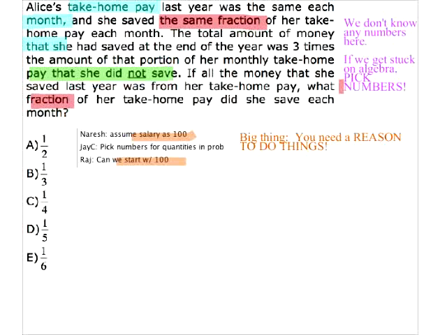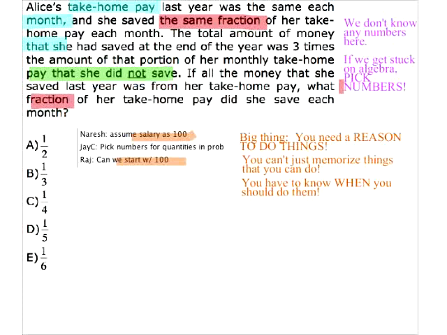Like if you just memorize the things that you can do, that's useless. You can't just memorize things that you can do. You have to know when you should use stuff. So like 100, you don't really want to pick 100 unless you're using percentages.